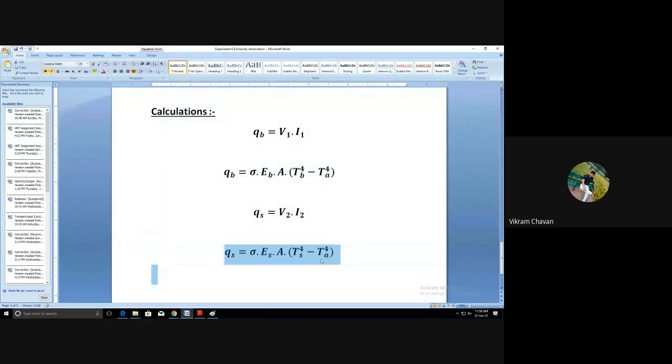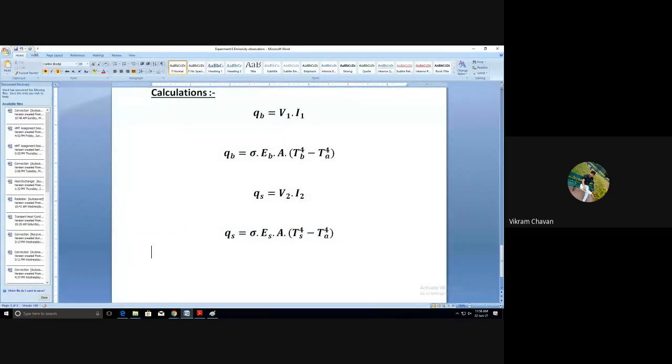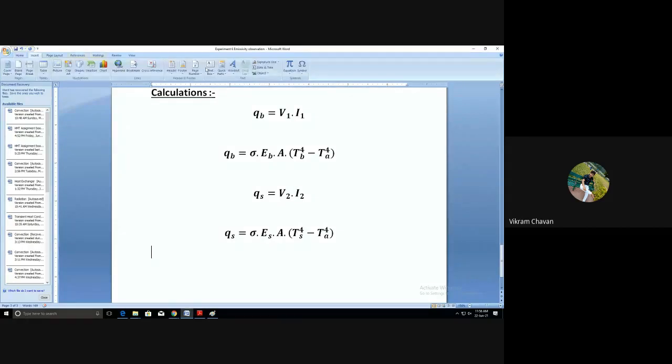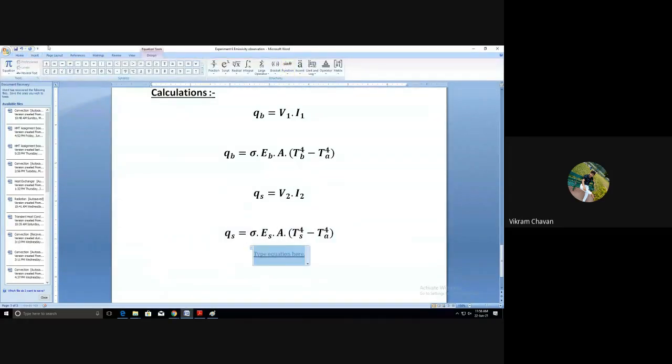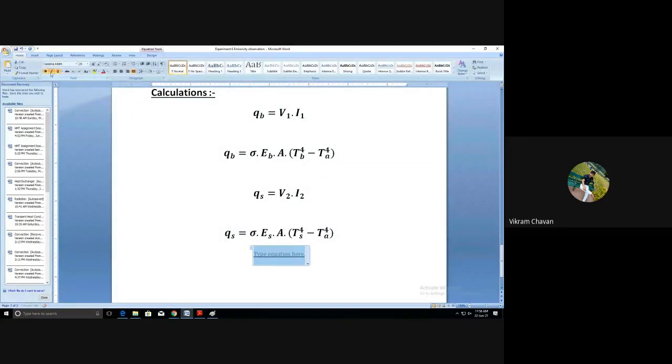Okay, so from this particular equation we will get the emissive power of a test plate, and from this equation we will get the emissive power of a black plate. Okay, and finally our aim is to determine the emissivity of the test plate. So finally you can calculate the emissivity of a test plate as eta is equal to emissivity of test plate divided by emissivity of a black plate.